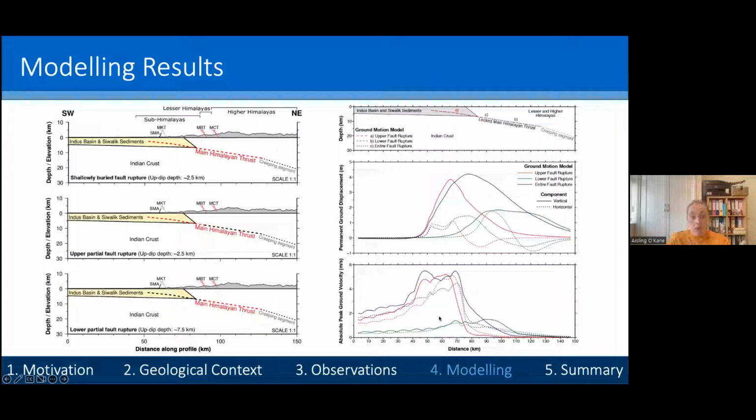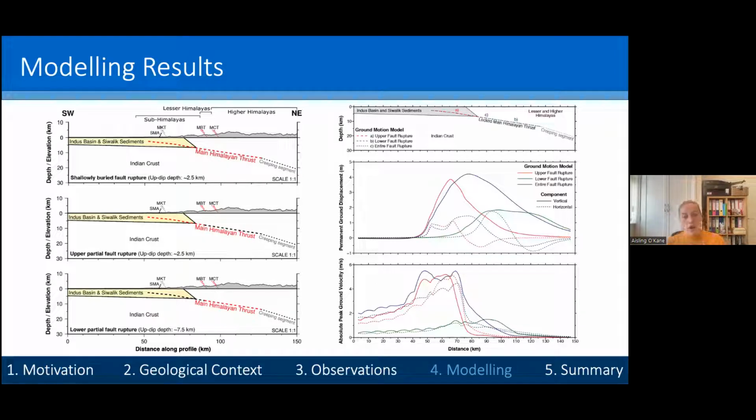And I think from this, the most striking result was how comparatively small the peak ground velocities for just the lower rupture were. The peak ground velocities generated for the lower rupture, which is this one at the bottom and the green line on this figure, is only, well, I say only, roughly 1.5 meters per second. What we see is that the upper fault rupture or the entire fault rupture can generate peak ground velocities that are over 3 times larger. So this really has implications for hazard and what could happen in the region.